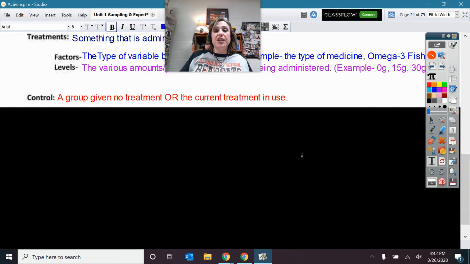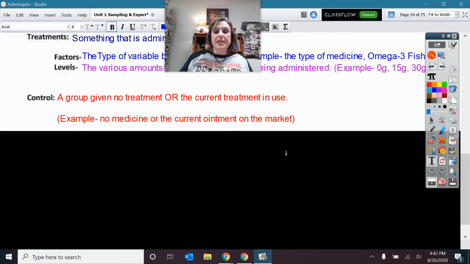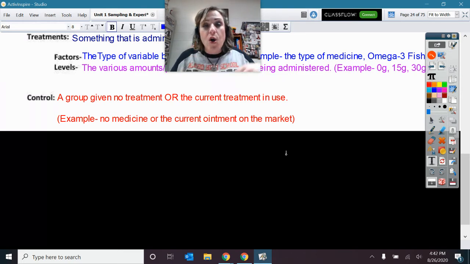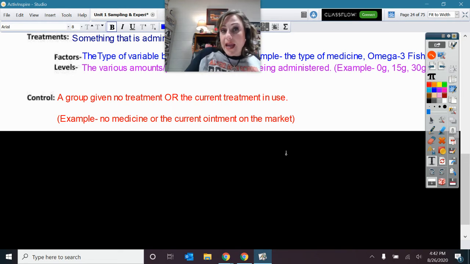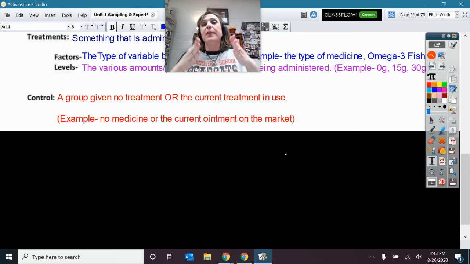Okay, so they can be the control and still get something. Like an example, no medicine or the current ointment on the market. For example, if you have a patient who has high blood pressure and you want to check out a new and improved medicine, you are not going to say, oh, guess what? You've got to stop your medicine and we'll give you no medicine or this new one we're trying out. No, the control group could be the medicine that's currently on the market.